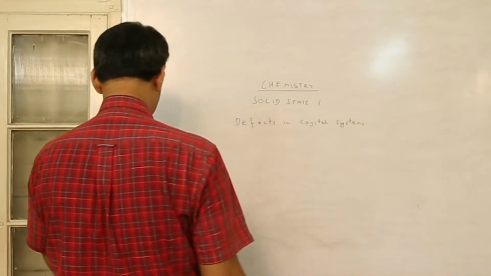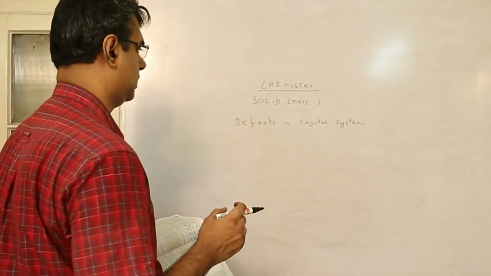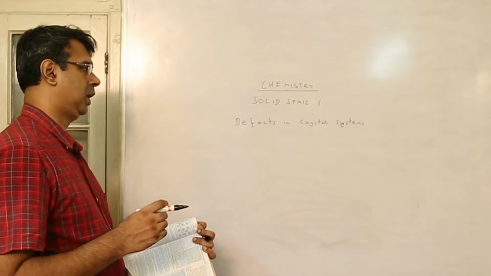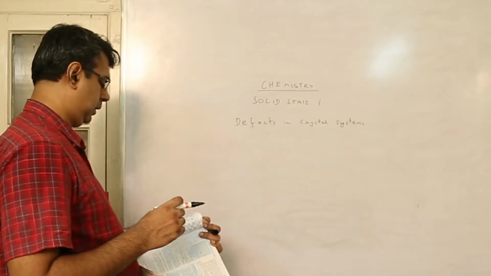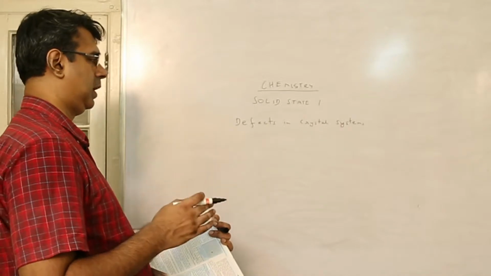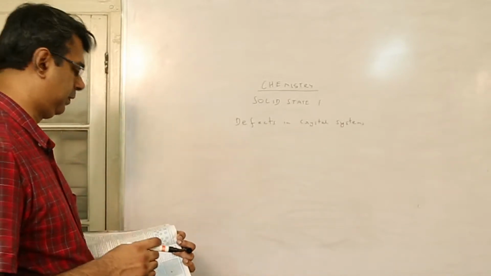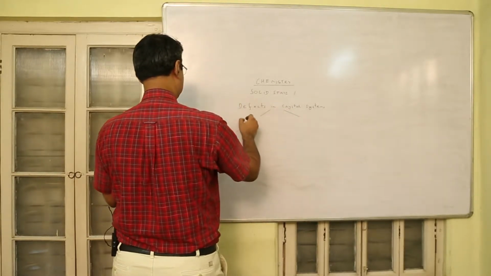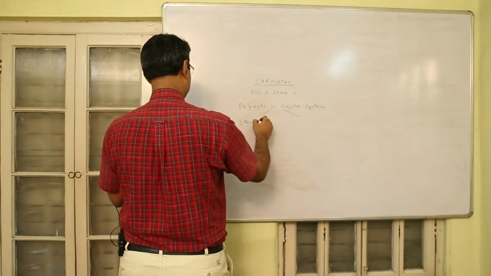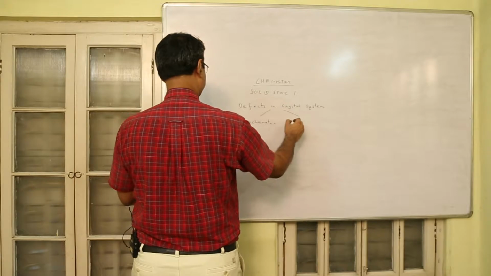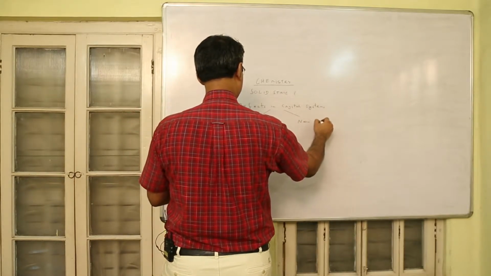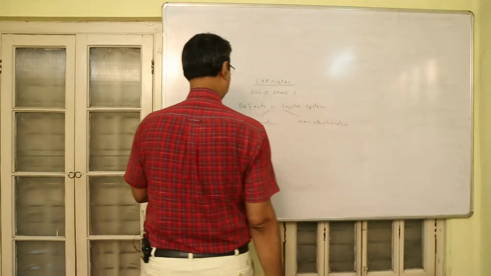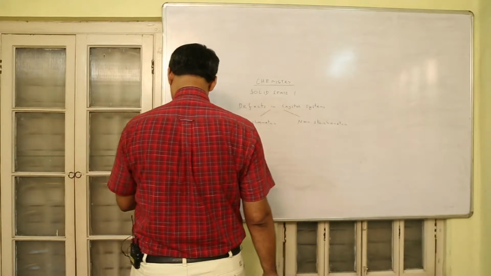So what happens is that in any crystal there is supposed to be a regular arrangement of the constituent particles, but if there is any imperfection, that means any departure from the regular arrangement, that is called a defect. Now defects are primarily of two types: stoichiometric and non-stoichiometric. These are the two primary types of defects.